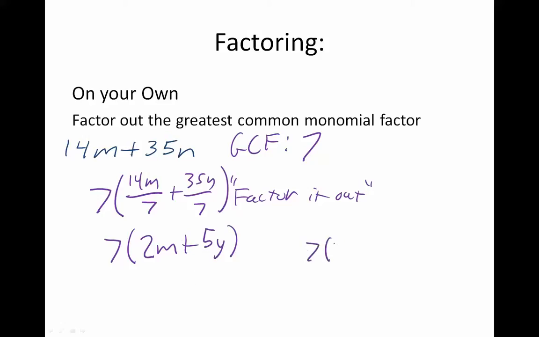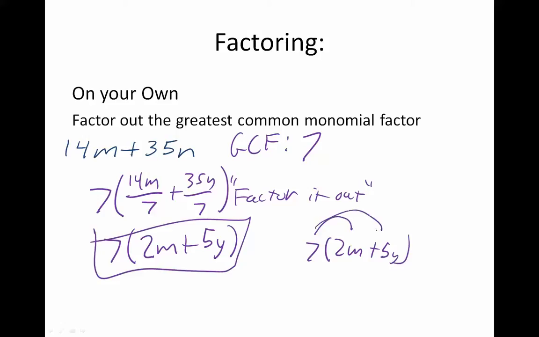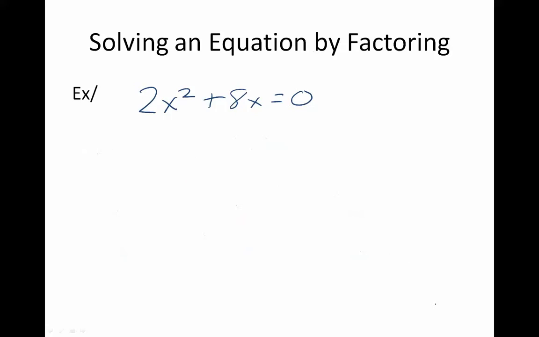And again, I can check my work to make sure that that's correct, right? Because that's my factored version. If I distribute the 7, I get 14m plus 35n. Why am I writing y? This is an n. That's an n. It's hard having bad handwriting. All right. Anyway, it checks out. It's the same problem. Okay, moving on to our last thing here.